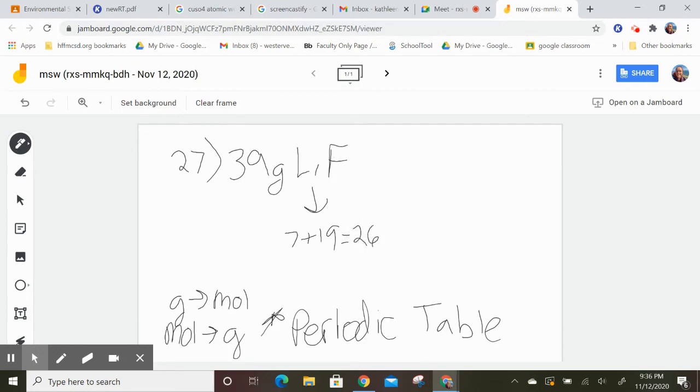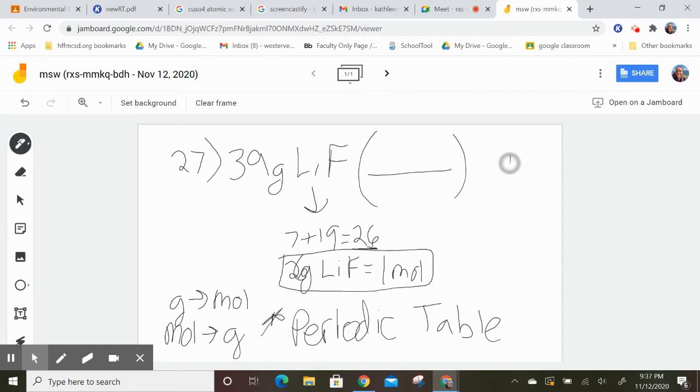And so what this 26 number means is that if you have 26 grams of lithium fluoride specifically, you will have 1 mole of it. Once you write out this 26 grams of lithium fluoride is equal to 1 mole of lithium fluoride, you have your unit conversion to easily go from grams to moles. Because remember, this problem wanted moles of lithium fluoride.